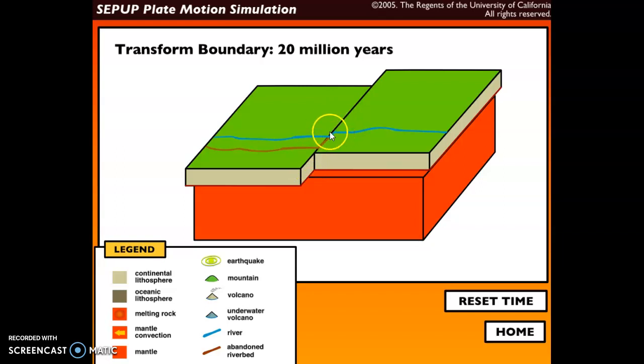So you'll see some small changes anytime a transform boundary is moving, but eventually, over 20 million years, you've got a pretty big change in that river, where it started versus where it is now, and lots of earthquakes along the way. So those are your three types of boundaries, and now you are going to be exploring those boundaries a little bit more through looking at some diagrams to help you with your drawings and analyzing those diagrams.